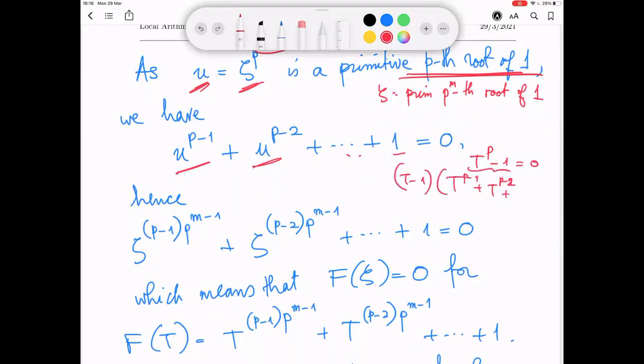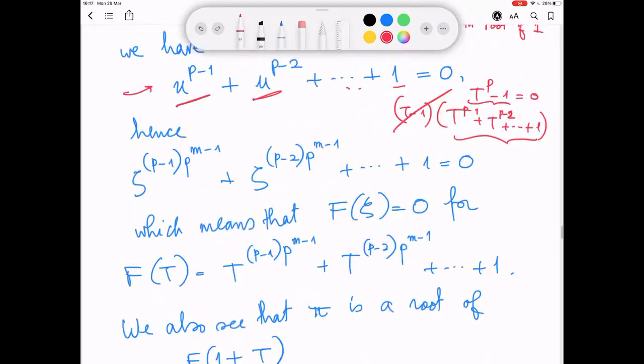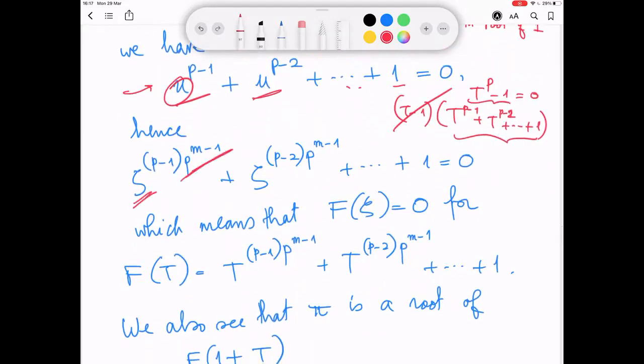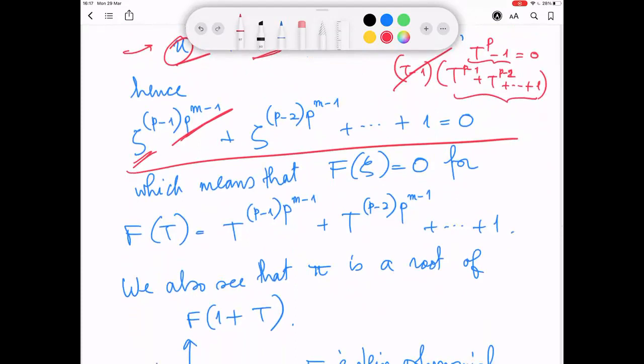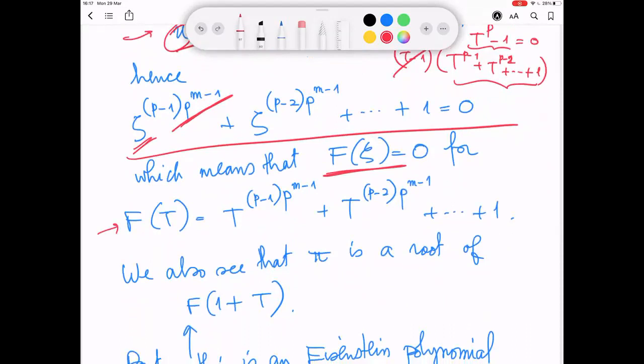This is the left-hand side. And so if t is not 1, it's a primitive, then it has to be a root of this polynomial. And that's what I've written here. And let's put back the value of zeta, the value of u, which is zeta to the power p to the power m minus 1. So you get this here. And that is the same as saying that zeta is a root of the polynomial f, where f is this.